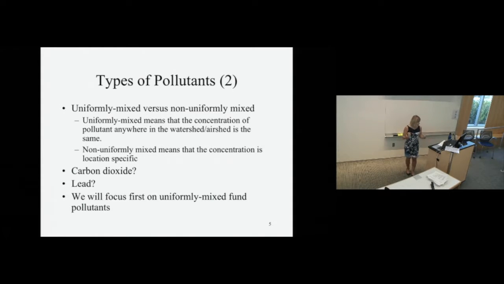Lead would be non-uniformly mixed, and carbon dioxide is uniformly mixed. For this, we're going to focus first on uniformly mixed pollutants. So we're not caring about location. It doesn't matter where you emit this pollutant, it is having the same effect everywhere. In more advanced models, you could look at spatial dynamics and say, if we emit here, then there's higher concentration, and those have higher marginal impacts than someone further away.